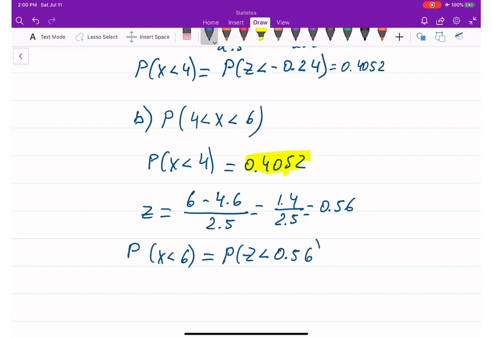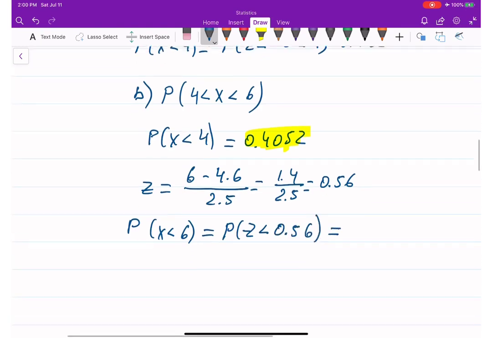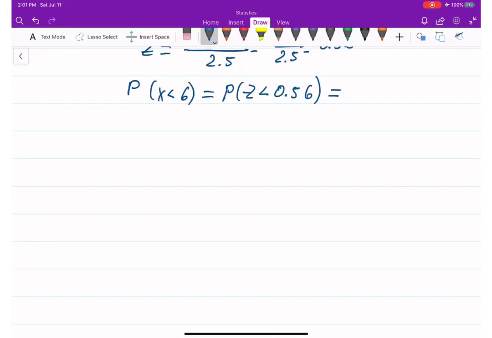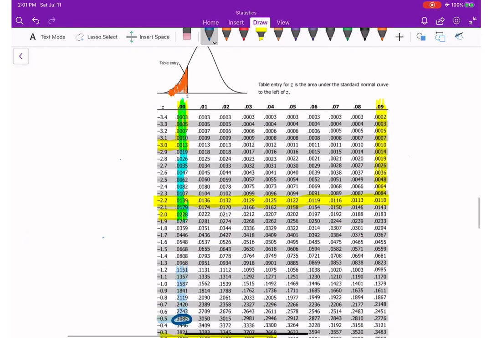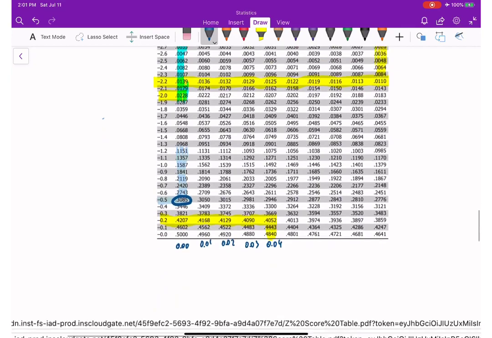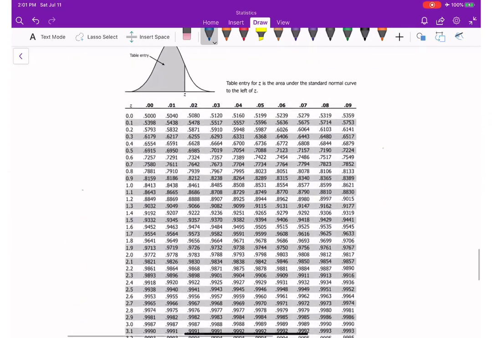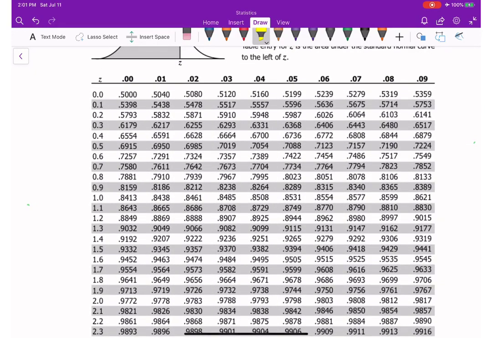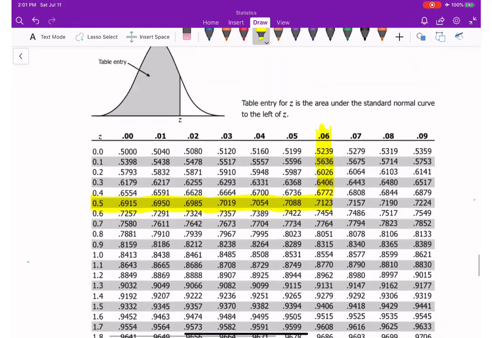So the probability x is less than 6 is equal to the probability the z-score is less than 0.56. Pay attention, the z-score is positive, so I'm going to the second page because there are two pages. One page is negative, one page is positive. If you watch the video for the z-score table, 0.56, here it is, 0.5, and I'm going all the way to 6. There we go. It's going to be 0.7123.